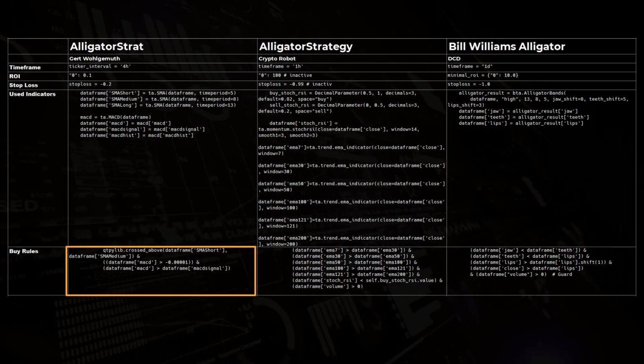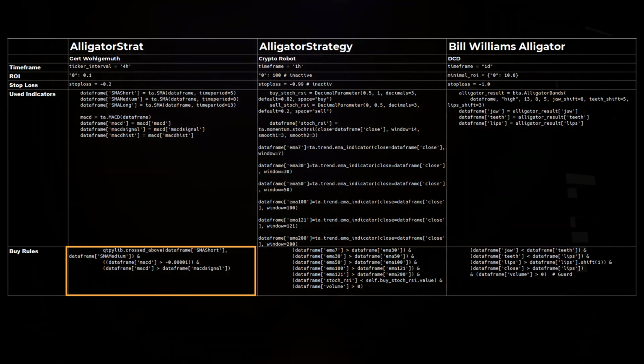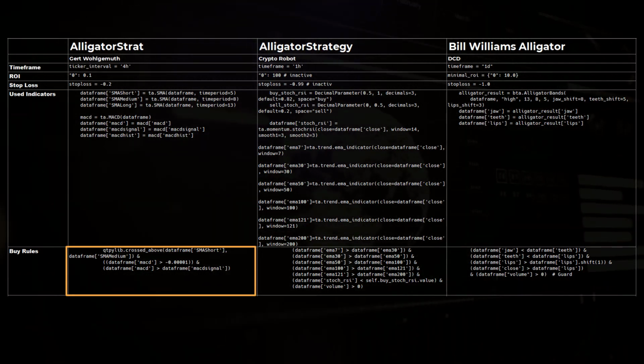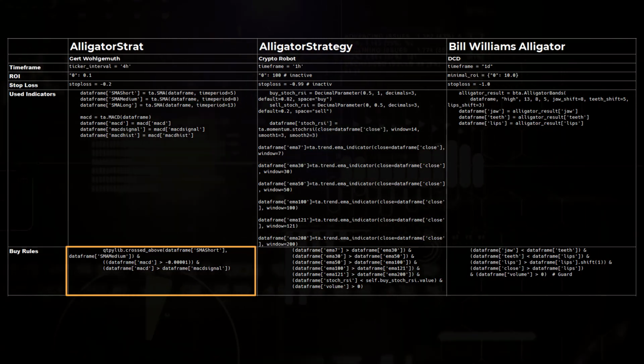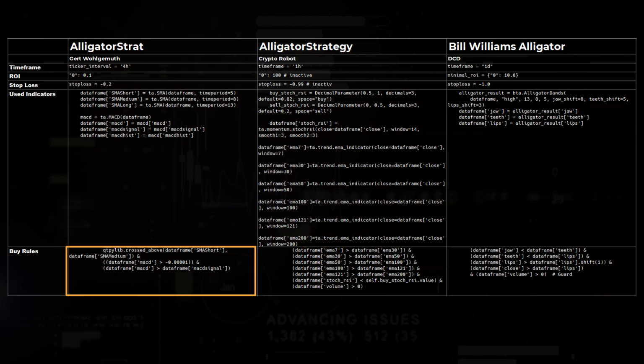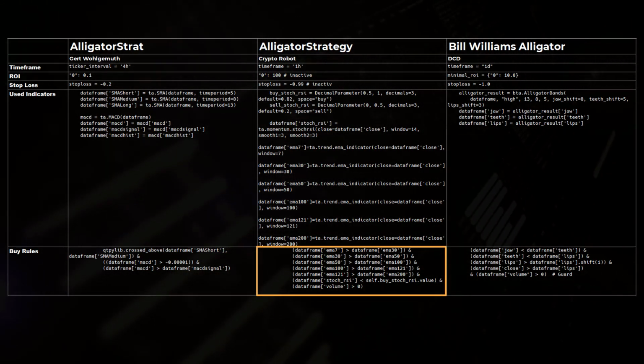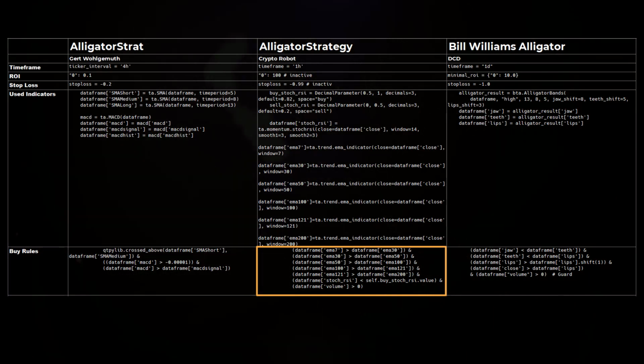All these 3 strategies have different buy rules, and the first one, the alligator strat, has a buy rule when the SMA short crosses above the SMA medium, and also the MACD should be higher than 0 and should be above its signal line.